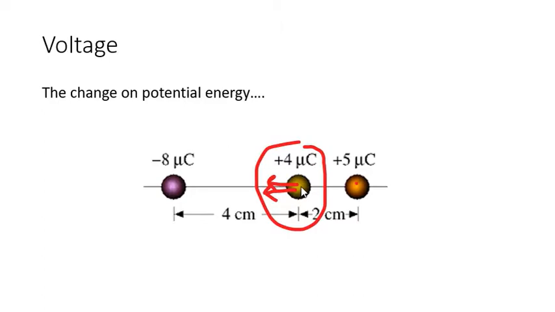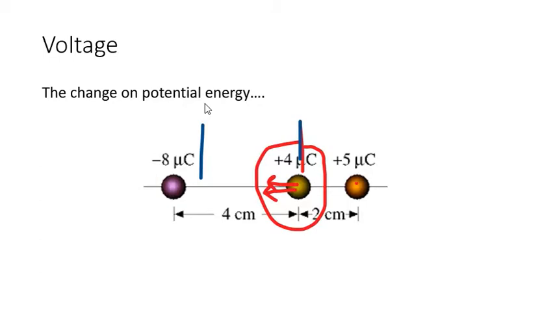So this has what we have called potential energy right now, or electrical potential energy right now. If I let it go, it would start moving. It would start picking up speed. So it means it'd be gaining kinetic energy, and therefore it'd be losing potential energy. So if it traveled from here, let's say, to here, there would be a change. There would be a loss of potential energy. There would be a gain in kinetic energy, but there would be a change in potential energy, right?